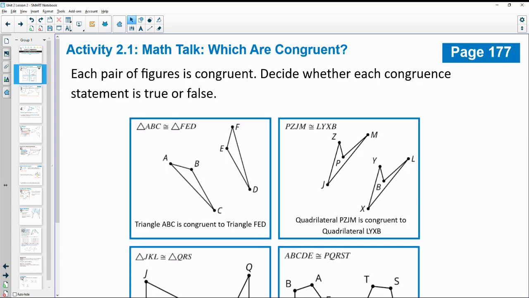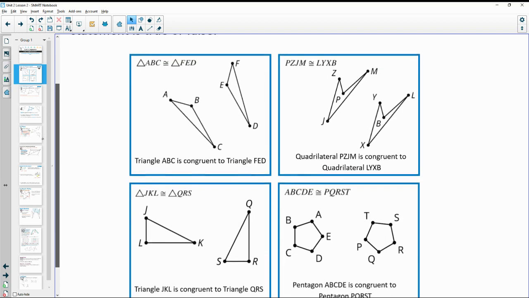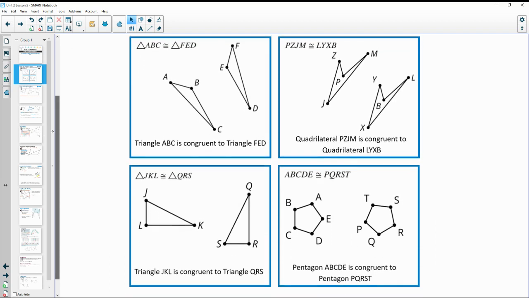So Activity 2.1 is a math talk. It gives you that each pair of figures is congruent, and you want to decide whether the congruent statement is true or false. So go ahead and look at these congruence statements and decide if they are true or false based on the picture. And then pause the video and come back to see if your answers were correct.